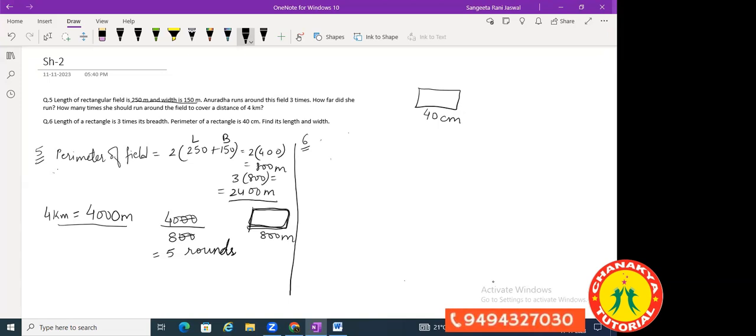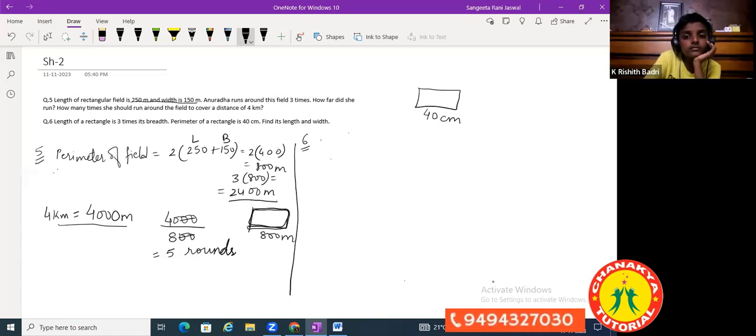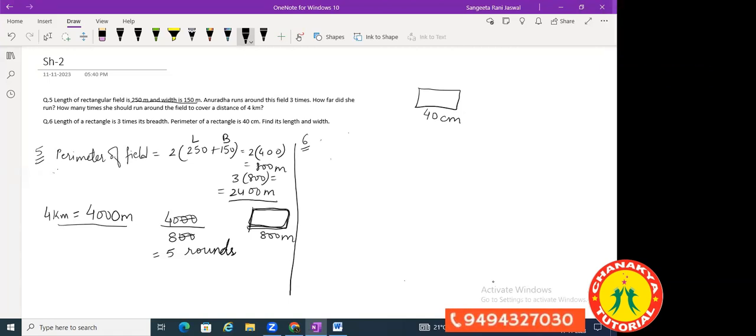Okay, now see, look here. In this question, we will take a variable. A variable is something that we don't know, the number which is unknown to us. We do that in algebra. So here it's given the length of a rectangle is 3 times its breadth, but we don't know what the breadth is.